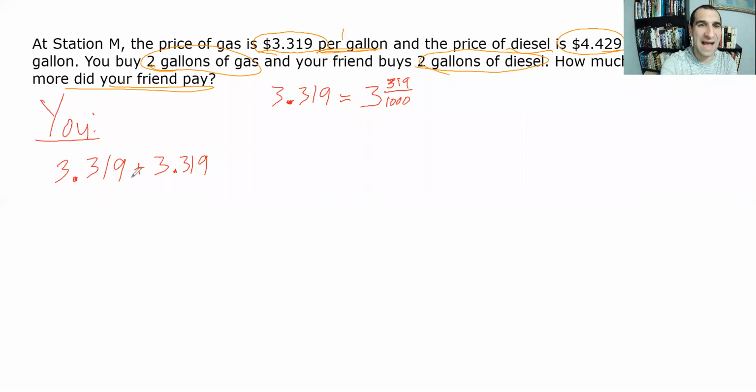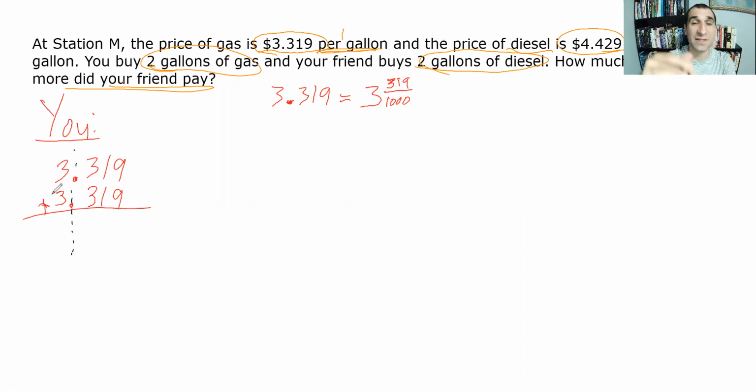So we need to add these 2 decimals together. Anytime you're adding decimals, all you need to do is line the decimals up. So I'm going to do 3.319 plus 3.319. Notice I'm lining my decimal up here. So I'm lining my decimal up, and that's important to do when you're adding and subtracting.